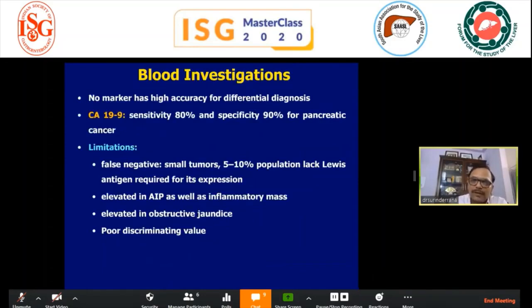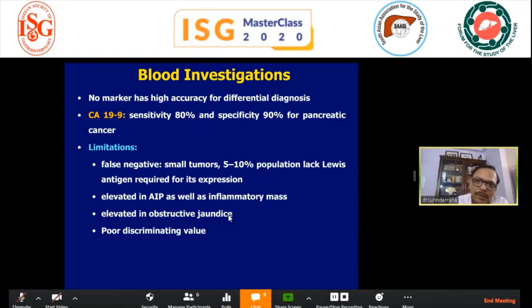So let's look at blood investigations. First of all, you should understand that there is no blood marker which has a high accuracy for differential diagnosis. So hence you just cannot rely on blood investigations. CA19-9 is a marker which is commonly done, and it has got a fairly good sensitivity and specificity for pancreatic cancer.